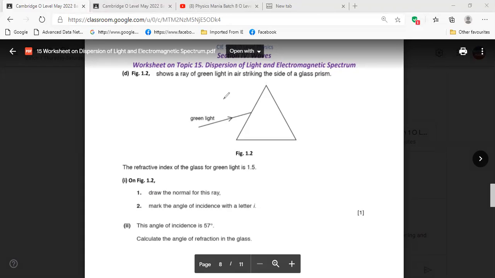You see, here the normal we should draw, right? Is it clear? How to draw the normal? Is it clear to you, Farabi? Yes. This way, I'm drawing. Straight line. Normal is perpendicular with this surface.